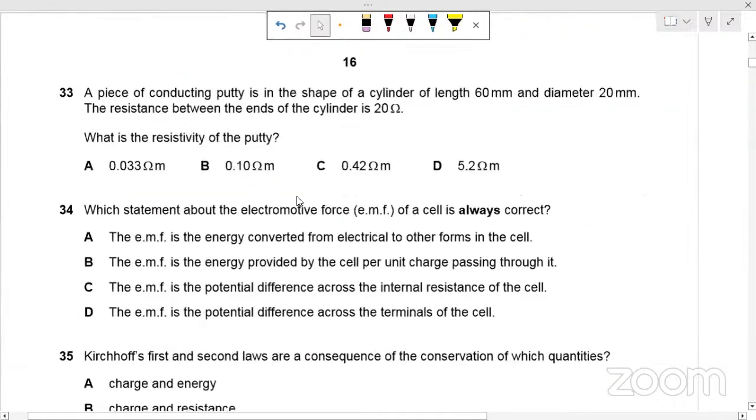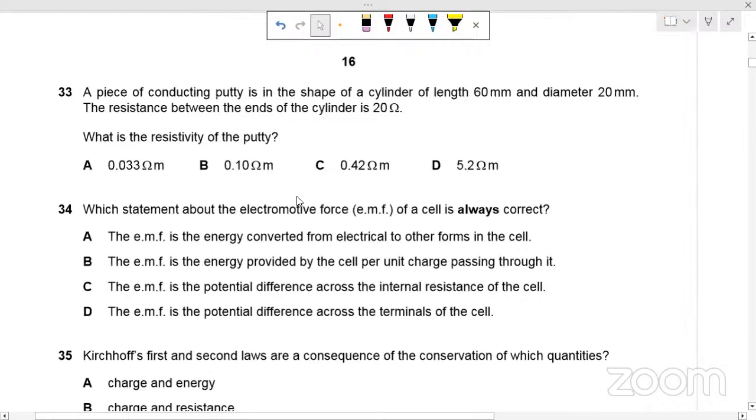A piece of conducting putty is in the shape of a cylinder of length 60 millimeter and diameter 20 millimeter. The resistance between the ends of the cylinder is this. What is the resistivity of the putty? So we are given this resistance, we are given length, we have diameter, and we have to find resistivity.